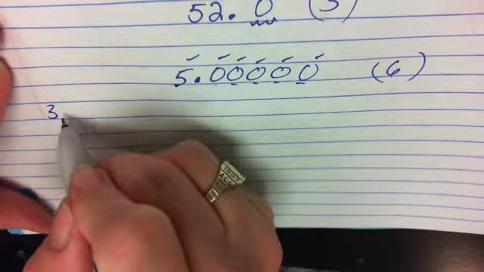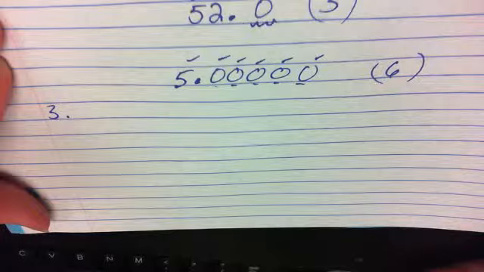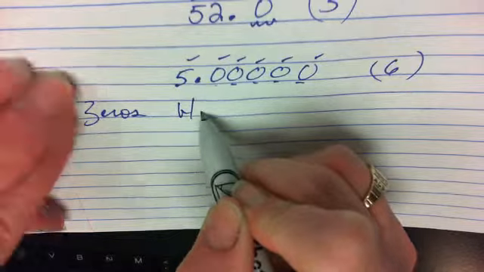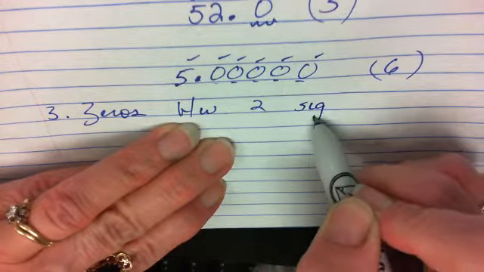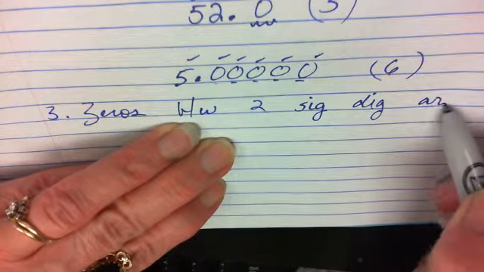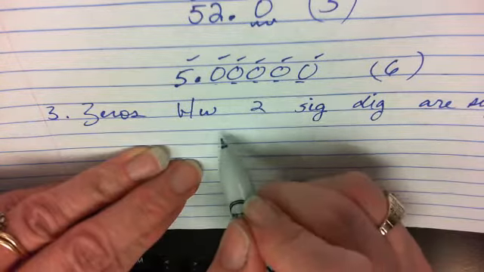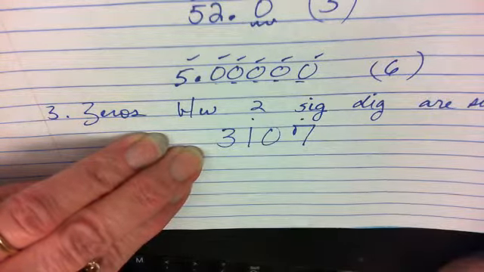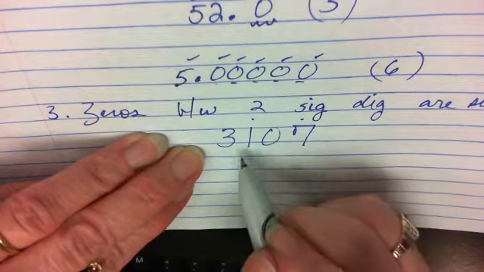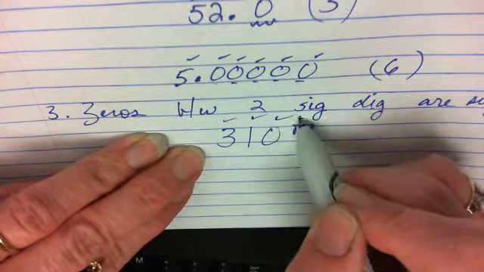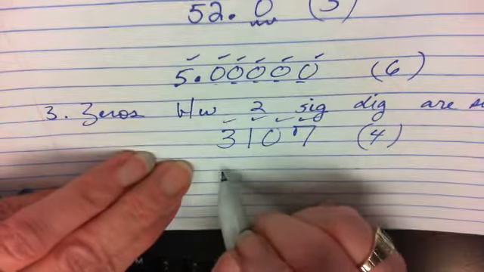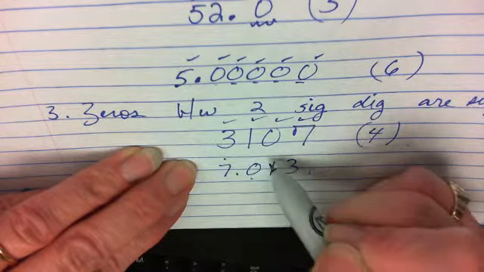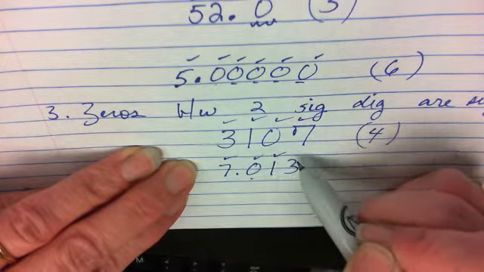Rule number 3. Zeros between 2 significant digits are significant. So if we have 3107, the zero is between 2 significant digits, so they're all significant. We got 1, 2, 3, 4 significant figures there. This 0 is between 2 significant digits, so we got 1, 2, 3, 4 here.